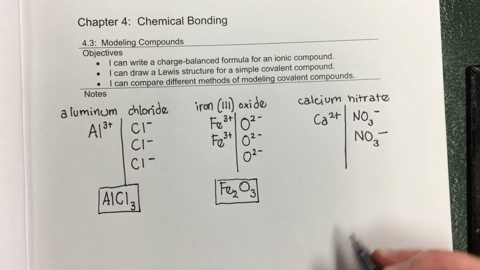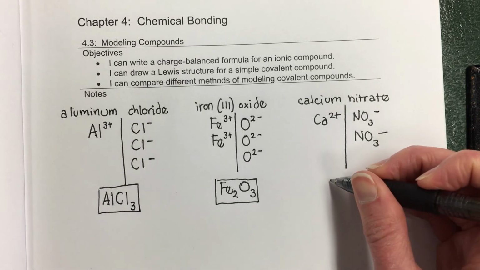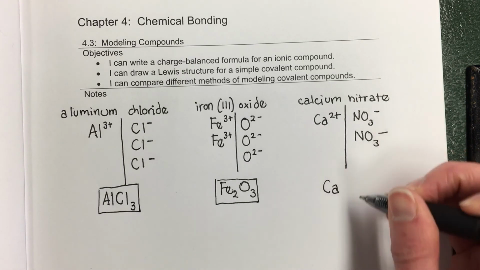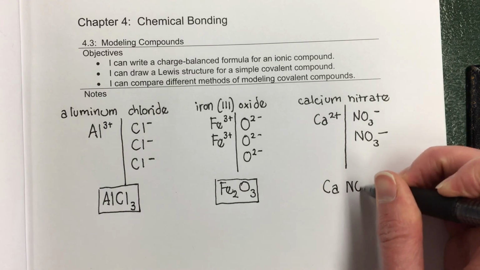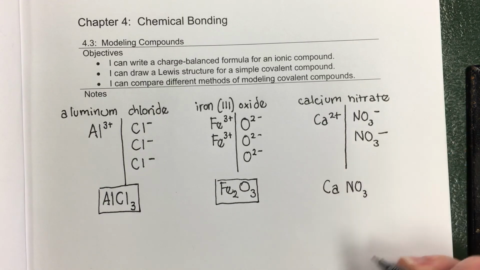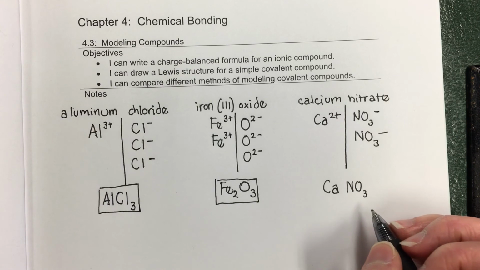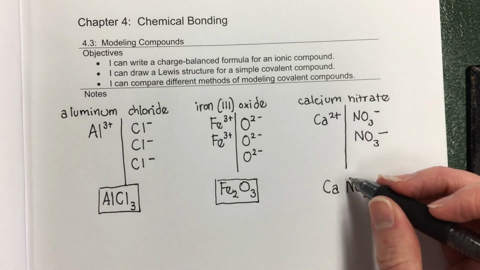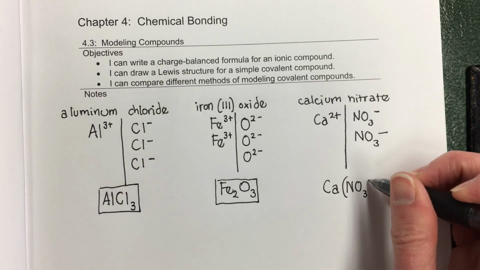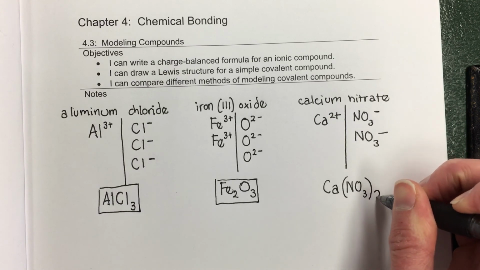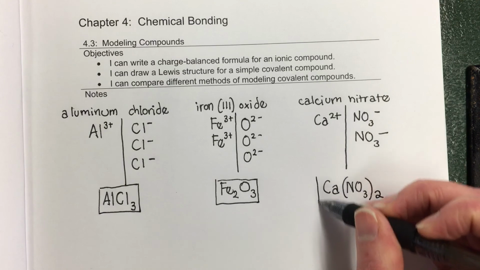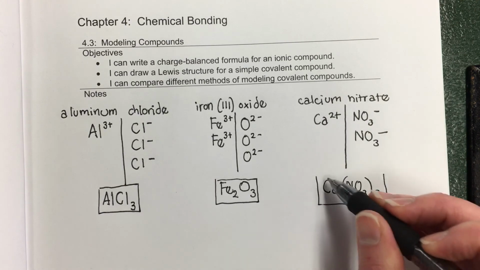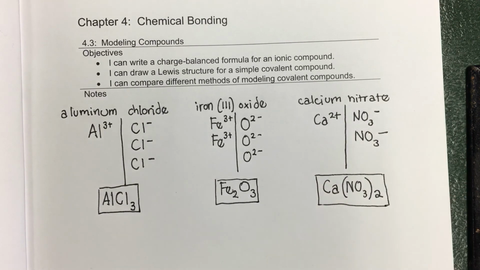Now, to write the formula, you have to do something a little bit different. There's just 1 calcium. And now, if I were to just write NO3, 2, that would look like there are 32 oxygens, right? Which is not what is going on. There's 2 of this whole thing. So what you do is you put this in parentheses and put a little 2 outside. And now you understand why some of these formulas have parentheses. We've seen that before, but now you understand why it is.